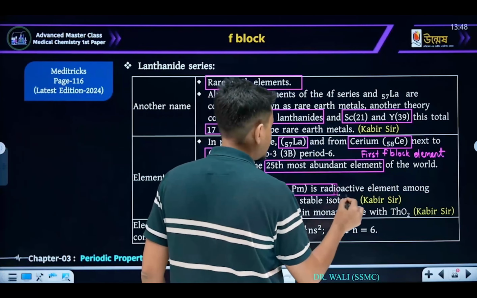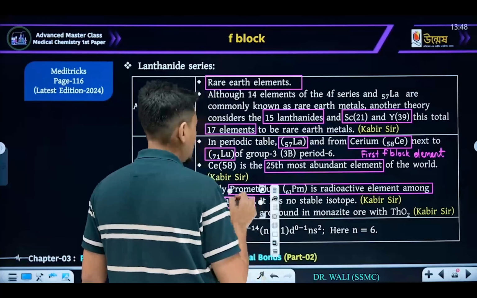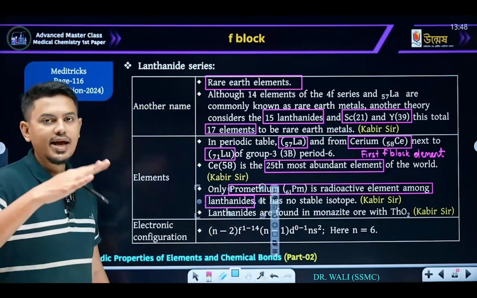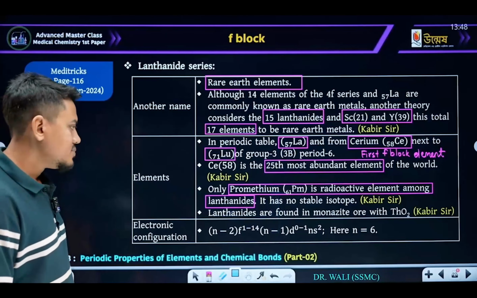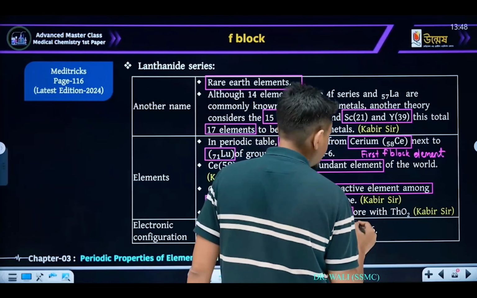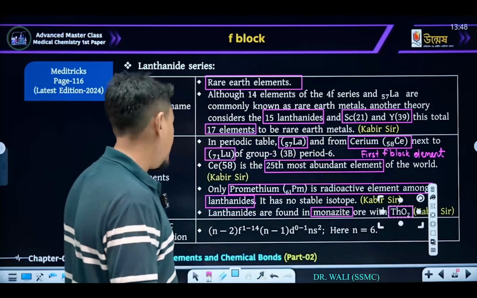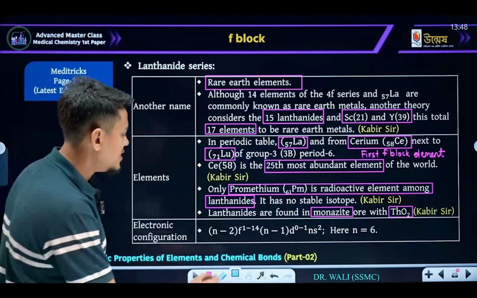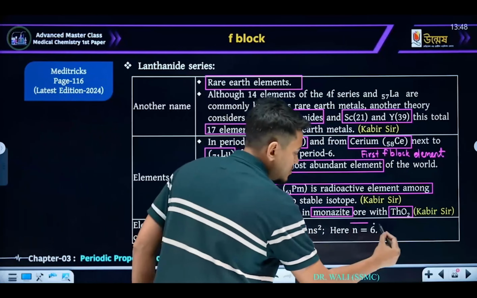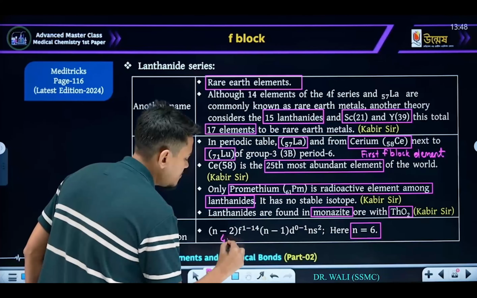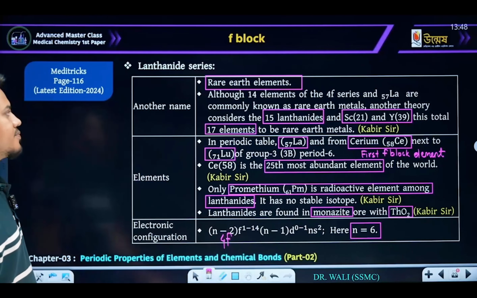Only promethium is radioactive in the lanthanide series. This is also important. Basically, lanthanide series elements are not radioactive. Only promethium is radioactive. On the other hand, the actinoids are all radioactive. Lanthanides are found in monazite ore, which contains thorium oxide. And regarding the electronic configuration, as you can see, the period is 6. So that's how it became the 4F series: 6 minus 2, which is 4F.